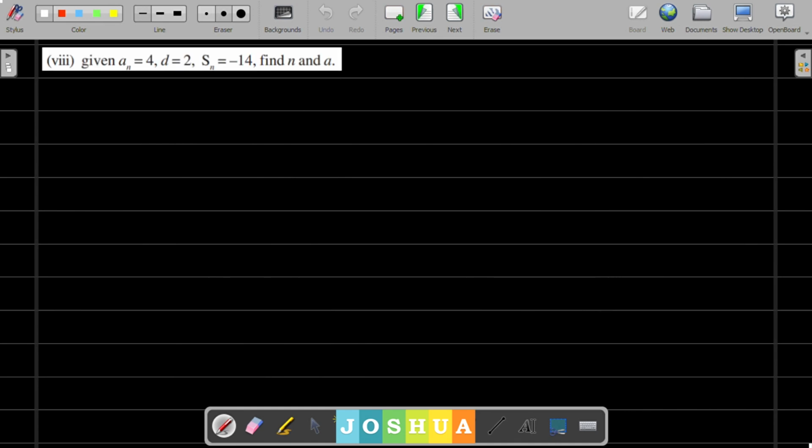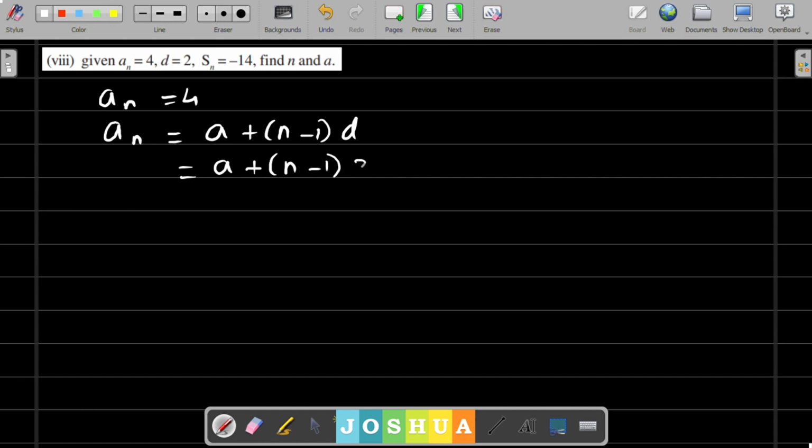Now 8th question. Given an equal to 4, d equal to 2, Sn equal to minus 14, find n and a. And the first one we start with is this an. an is equal to 4. Here d is given, a is not there. Sn is given here. Okay, first we find the equation here. an is equal to a plus n minus 1 times d. What is the value of a? That I am going to find. What is the value of n? That also I am going to find. What is the value of d? It is given in the question as 2. And what is the value of an? In this case it is 4.